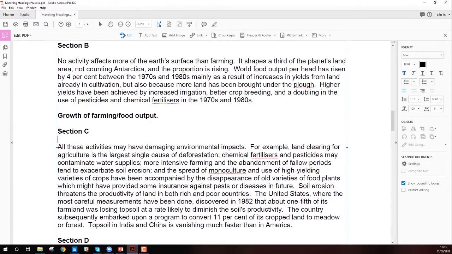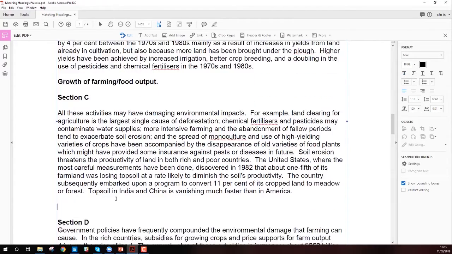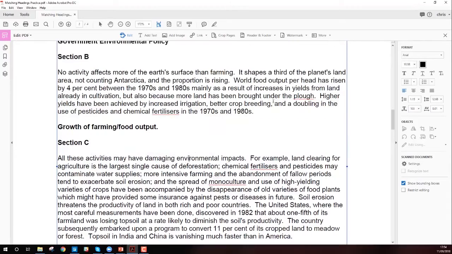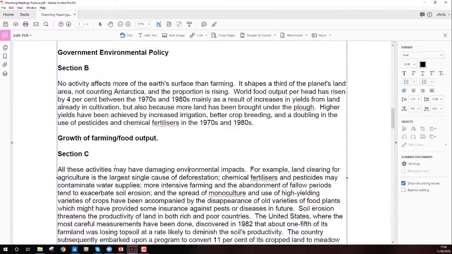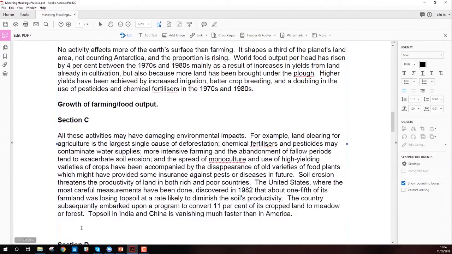Okay, so this is a longer one. So with the longer ones, reading the first sentence and the last sentence is probably not going to be enough. You're probably going to have to look a little bit more. Okay, all these activities have damaging environmental impacts. Okay, so I'm going to bet that because this topic sentence is very clear, this is going to be about environmental impacts. Okay, these activities, what activities? Growing farm. So I say farming activities, agricultural activities, the environmental impact of those.